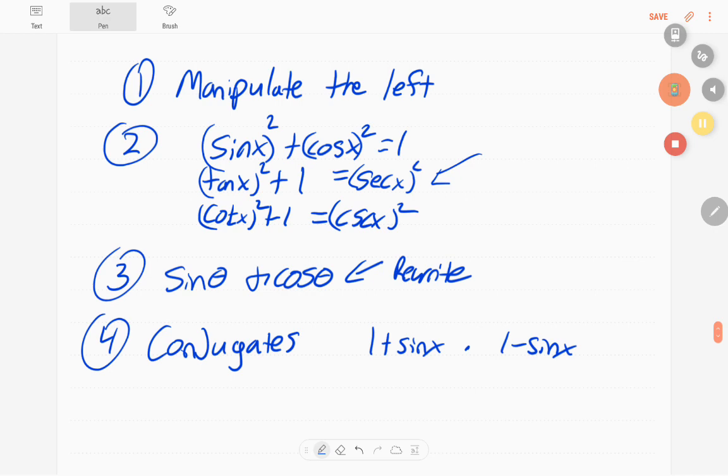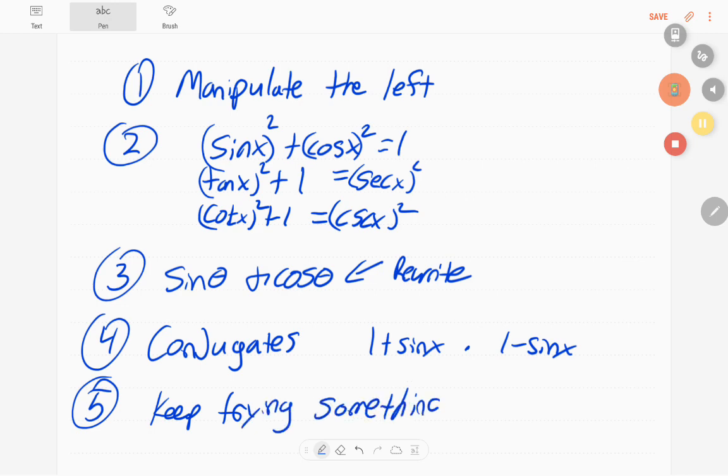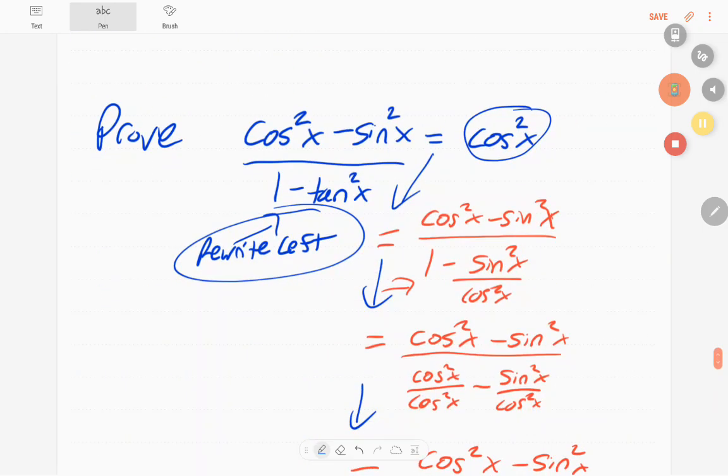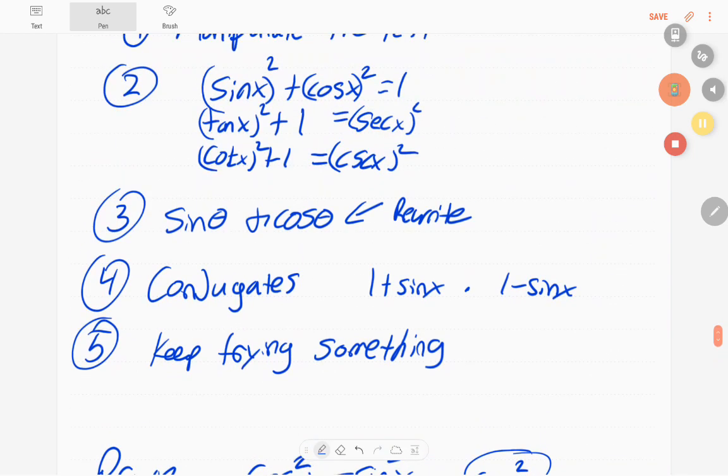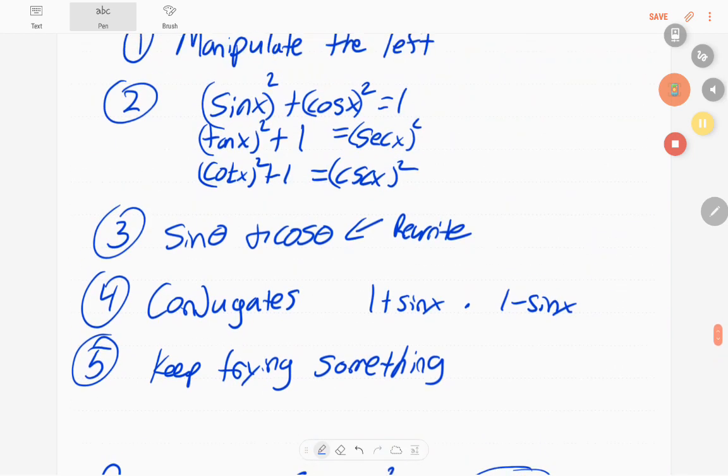Use these trig identities as needed, and you're going to get stuck, guaranteed. But keep trying something. If I were to put a 5th one, keep trying something. These are like puzzles. Okay, keep trying something, because if you're stuck, try a different strategy. Can I use a trig identity? Can I rewrite sine as cosine? Is it a conjugate? Okay, keep trying something. All right, best of luck.